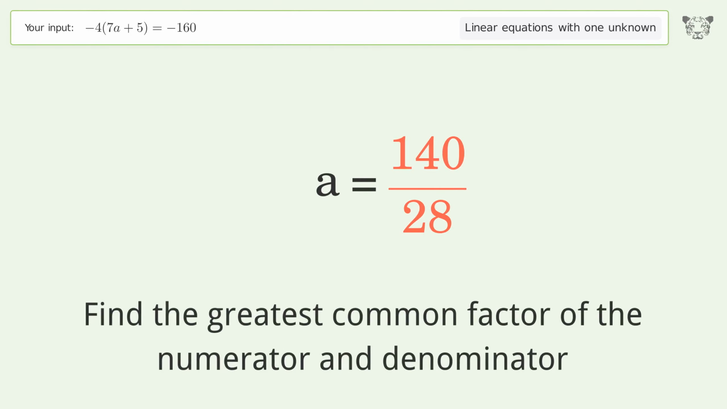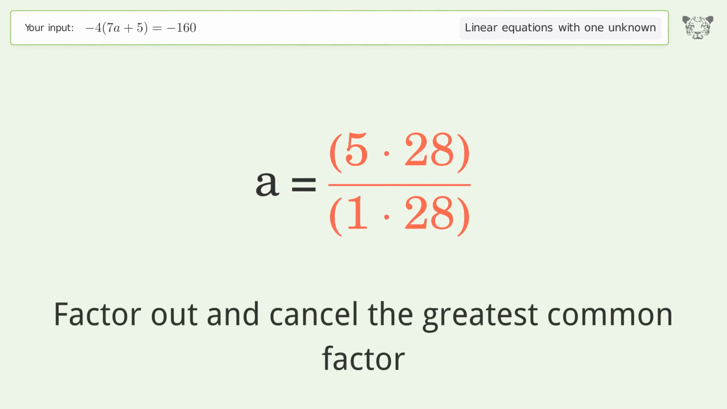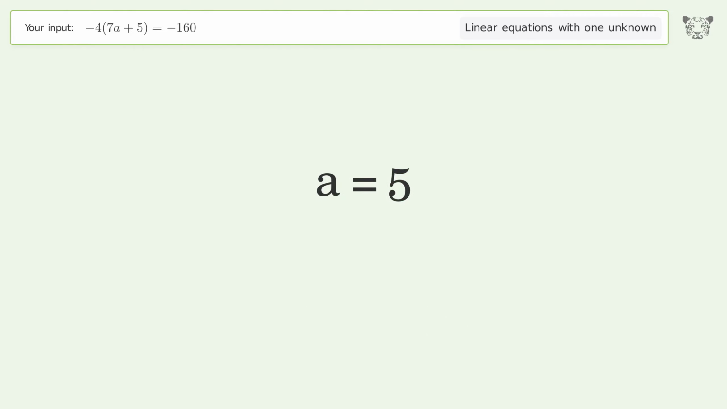Find the greatest common factor of the numerator and denominator. Factor out and cancel the greatest common factor. And so the final result is 8 equals 5.